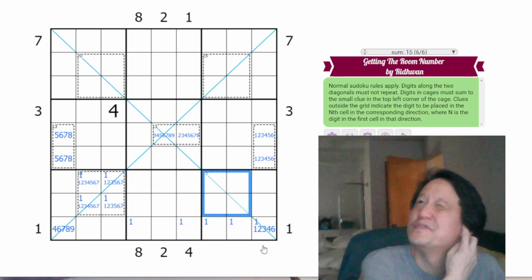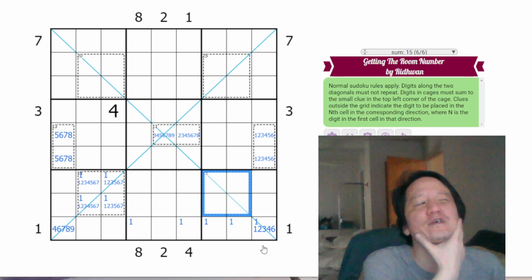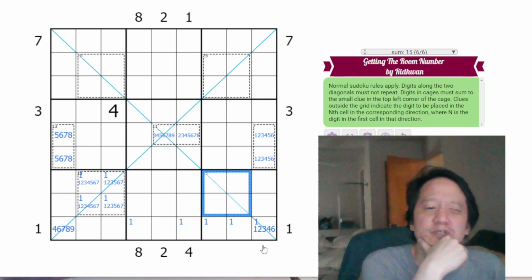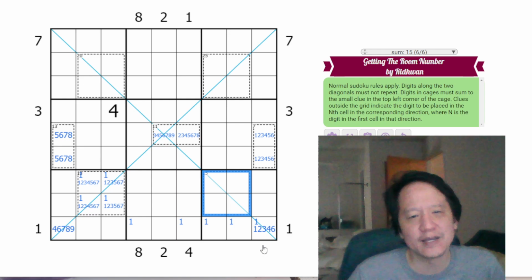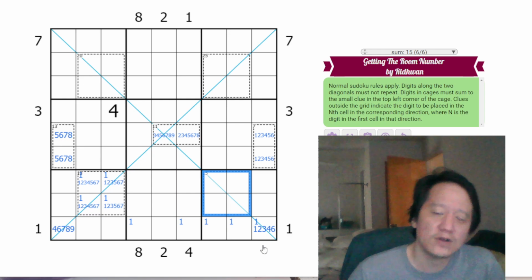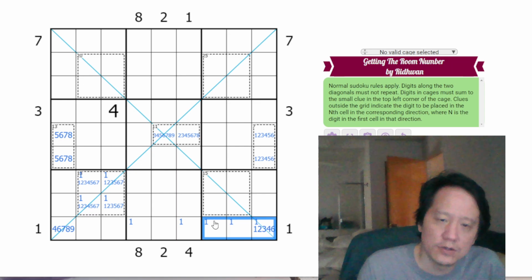Interesting. 15 could be 2, 3, 4, 6. That's the only possibility to have a non-1, I think. Right? It would have to be 2, 4, 5, 4. And 2, 3, 5, it would have to be 2, 3, 5, 5. So the only way the 1 could be here is if this is 2, 3, 4, 6. So the 1 has to be either here or it's one of those two.